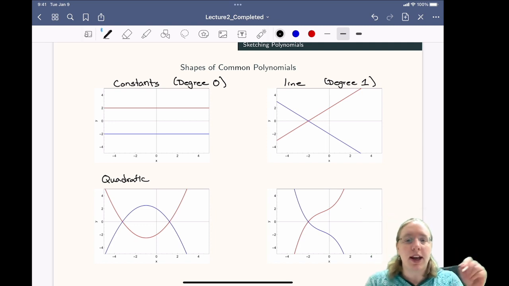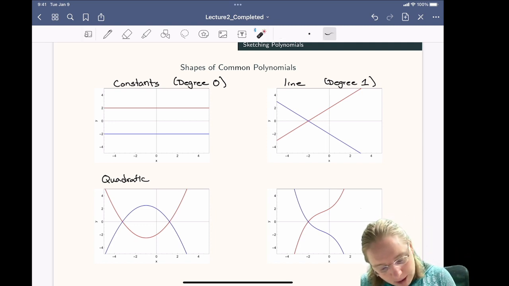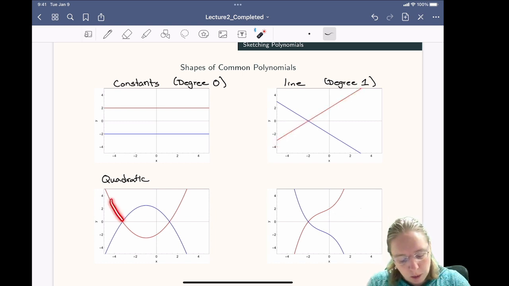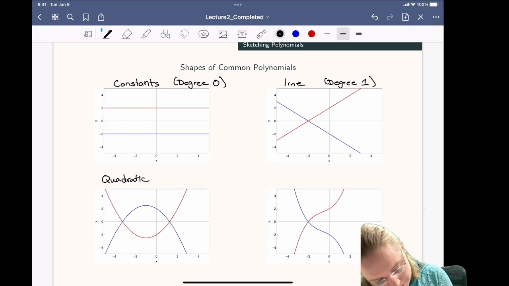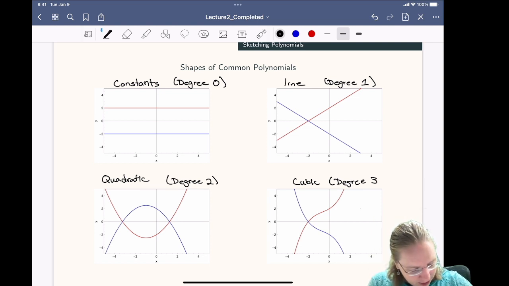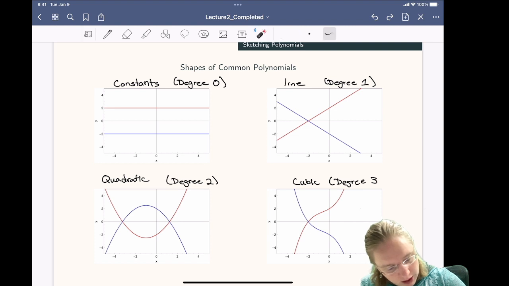So start by looking at how many humps they have. If they're completely flat, they're constant. If they have a slope, they're a line. If they have one hump, they're a quadratic. This is a degree 2. And finally, we have a cubic, which has 2 humps. They're a little bit hard to see here, but you have 1 hump, 2 humps. So a hump here and a hump here.